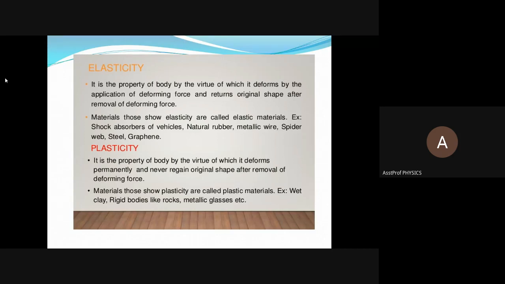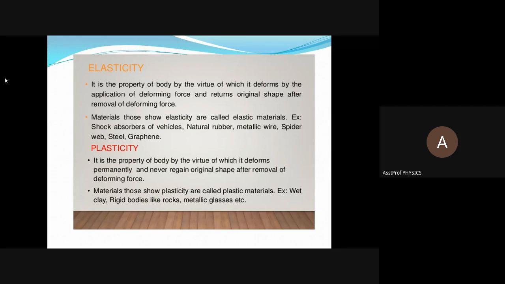The ability of your body to regain its original shape, we calculate using the restoring force. That ability to regain its original shape is called elasticity. Examples are given: shock absorbers of vehicles.